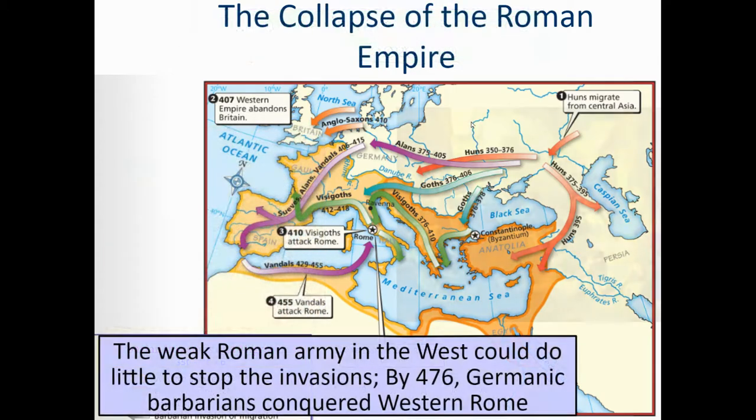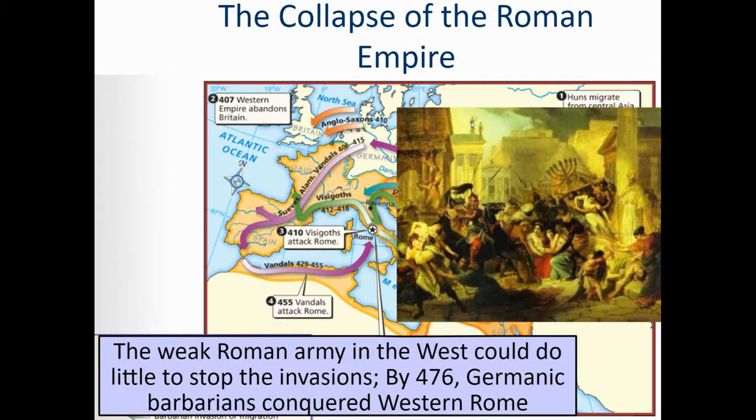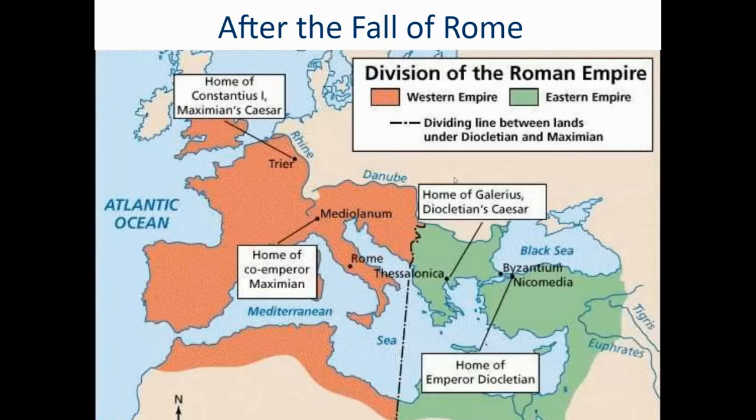A lot of knowledge is going to be lost. And because the army was so weak, because they had not been paid, they're going to be like, whatever. So the German barbarians are going to take over, and they're going to conquer Western Rome. So this is the beginning of the Dark or the Middle Ages.